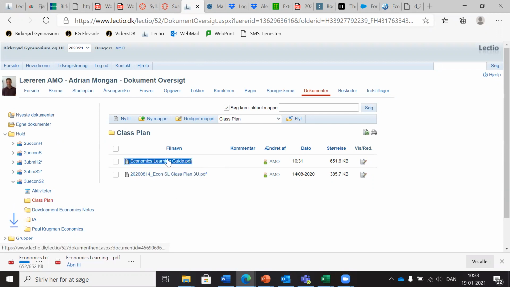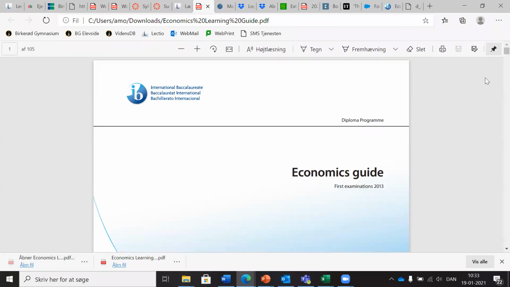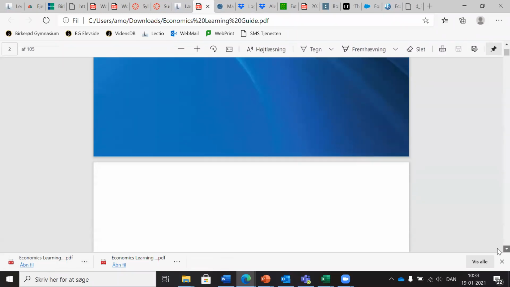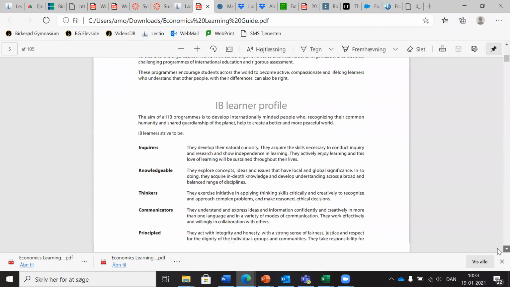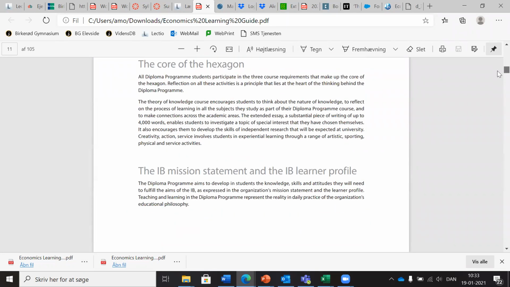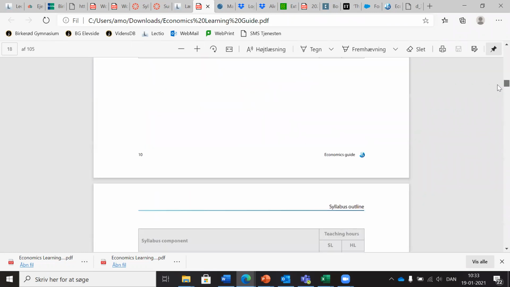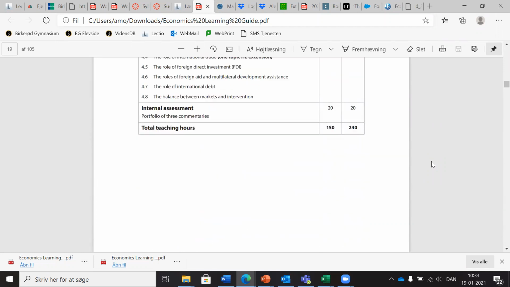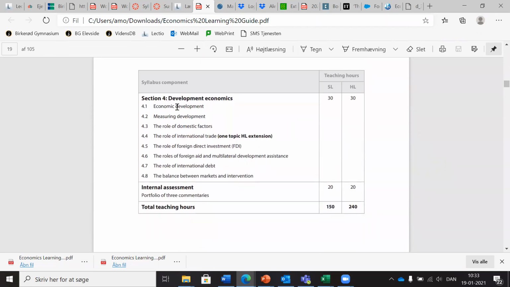And then I just want to bring your attention to this learning guide. This is the IB official learning guide, the economics guide. I just want to go through it for development economics, the different things. So for development economics, we've gone through quite quickly these different topics here: economic development, measuring development, the role of domestic factors and trade, the role of foreign direct investment. Today we've discussed aid. We briefly got talking about international debt. I'll say a bit more about that here. And then this is what's coming in the next video.